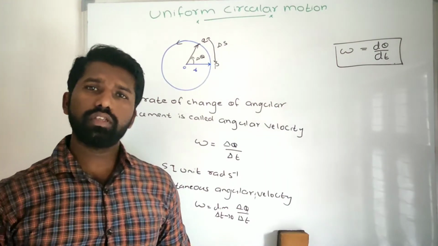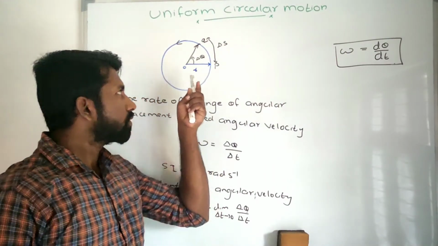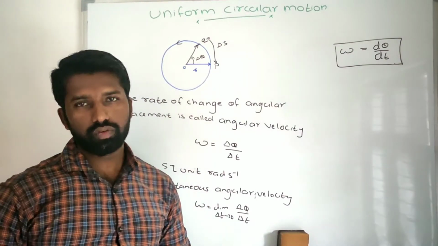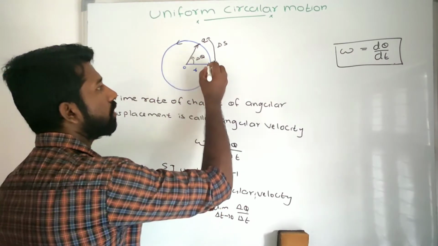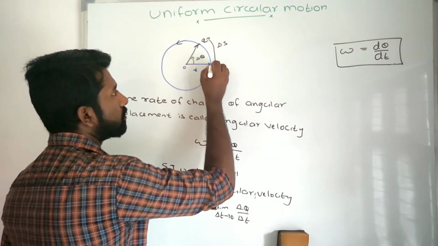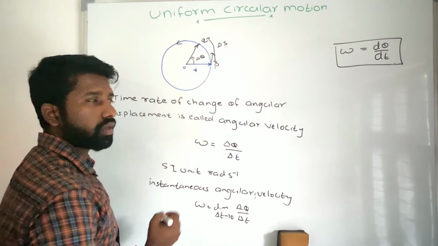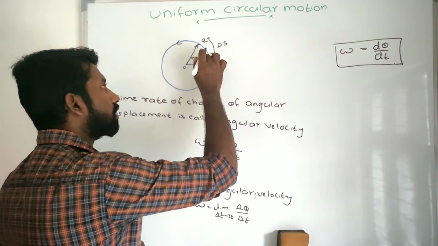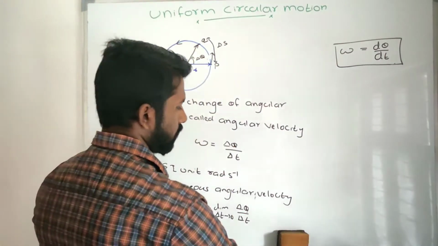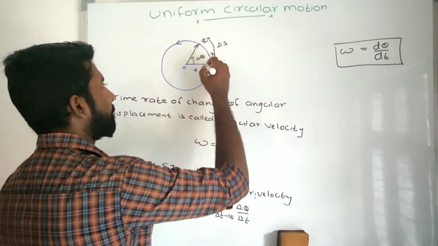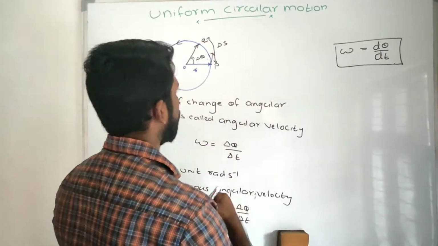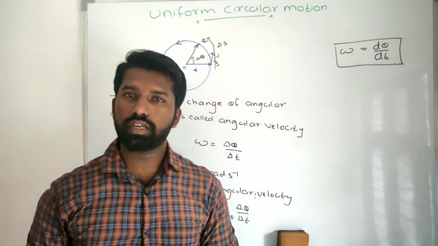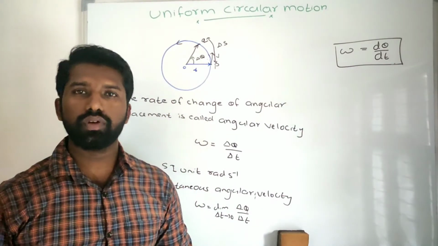So if a body is moving in a circular path, it has angular velocity and it has linear velocity. What about the direction of linear velocity? The linear velocity at a particular point is tangent at this point. So this is the linear velocity here. If we calculate the linear velocity and the angular velocity, there is a relation between them. That relation we will discuss now.